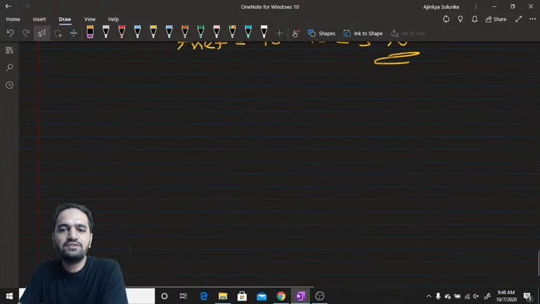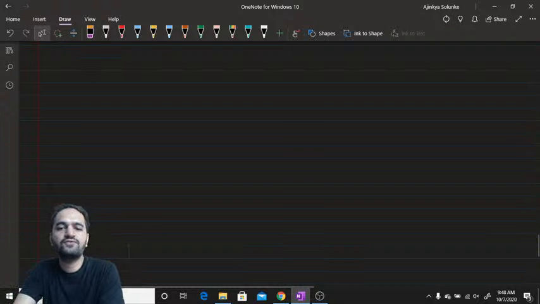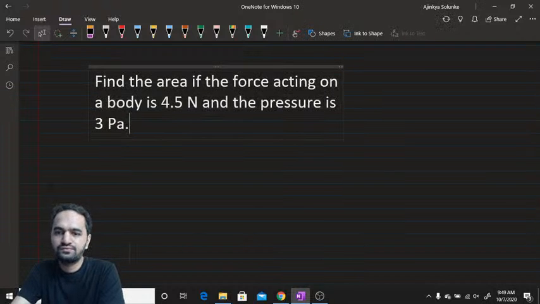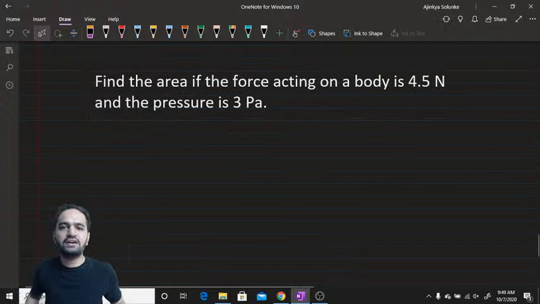Okay. Now can we have some numericals on pressure? Find the area if the force acting on a body is 4.5 Newton and the pressure is 3 pascals.